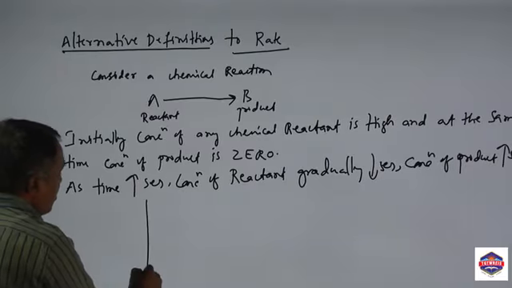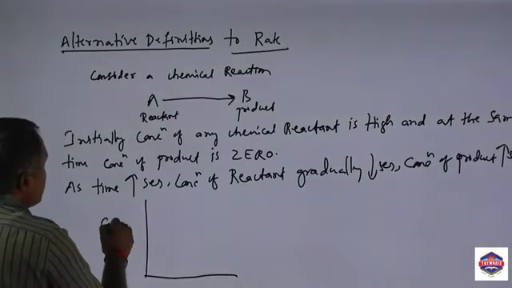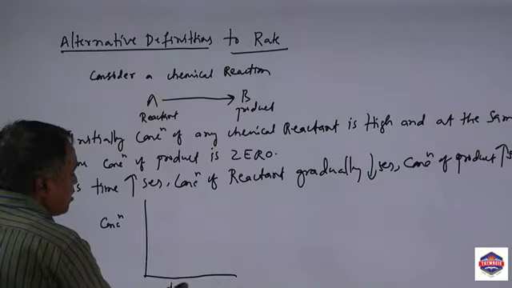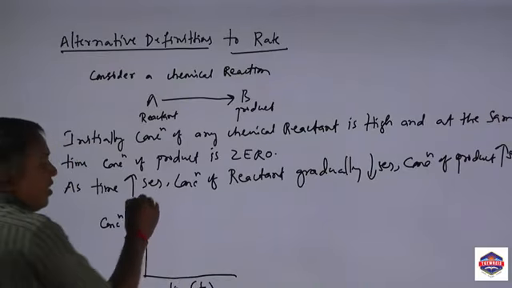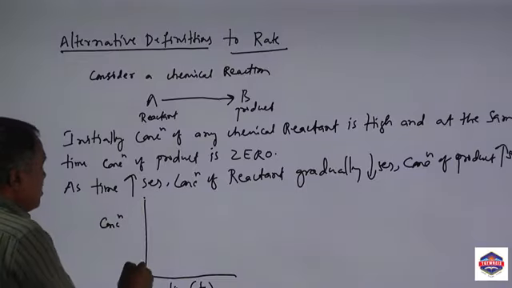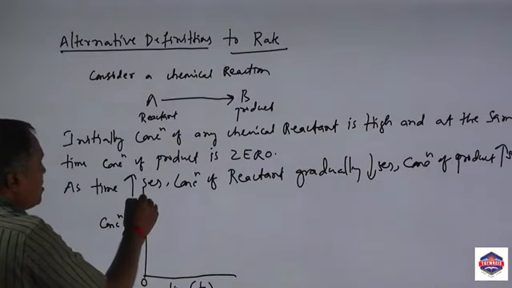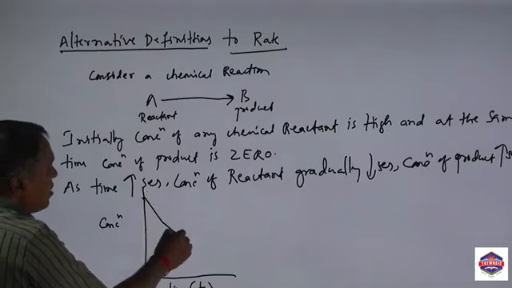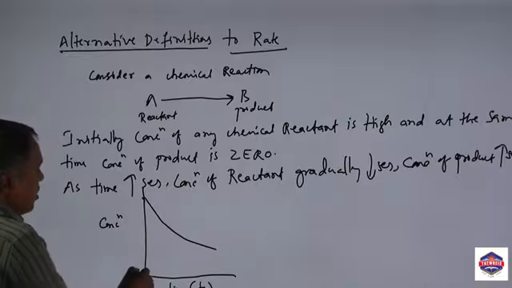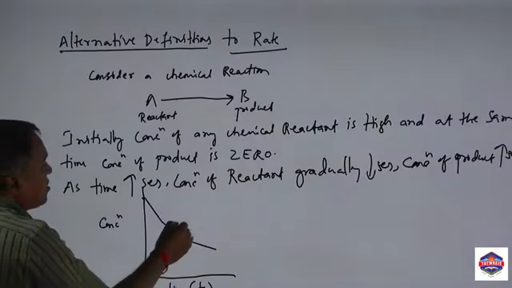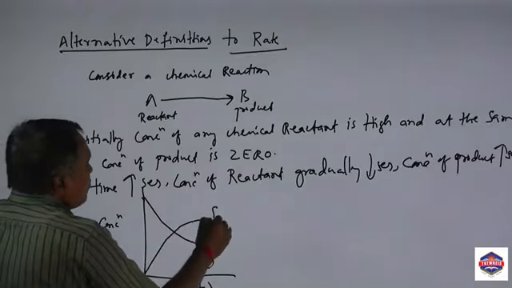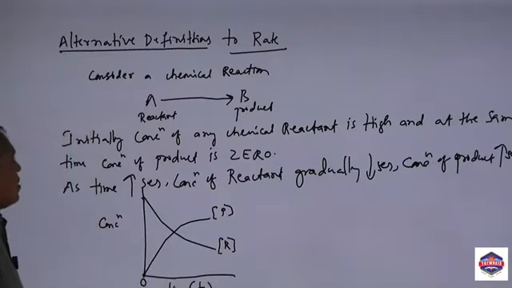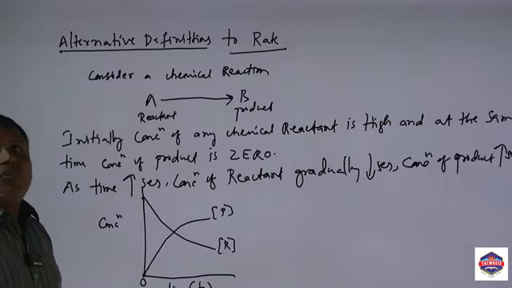For example, when a graph is plotted with the concentration of reactant or products on the y-axis and time t on the x-axis, initially the concentration of reactant is very high at initial time. As time increases, concentration decreases. At the same time, the concentration of product gradually increases. Like this, this is the concentration of product and this is the concentration of reactant. Thus, we can define rate in two different ways.